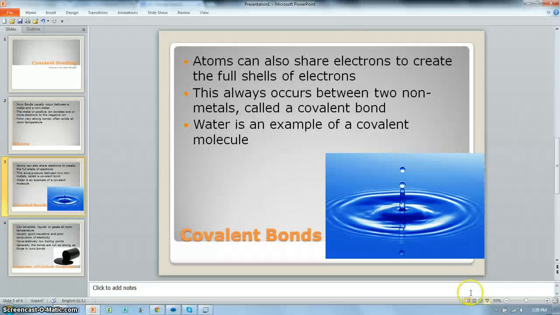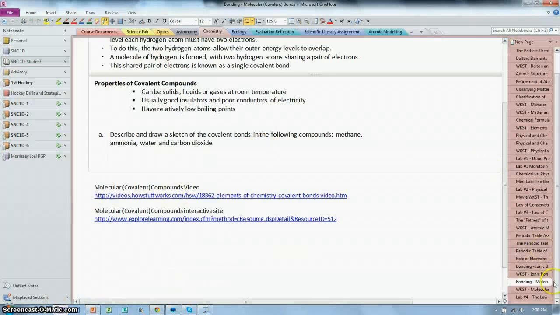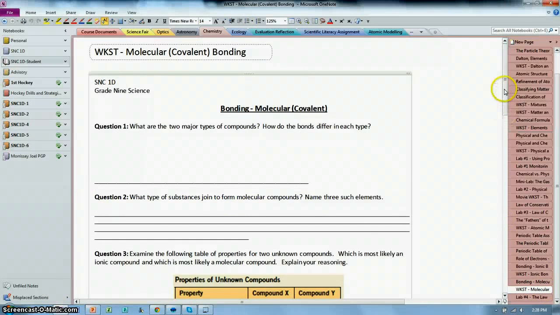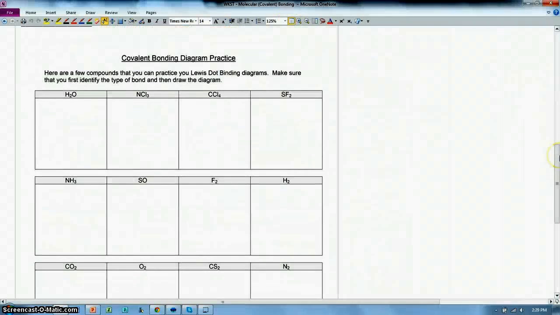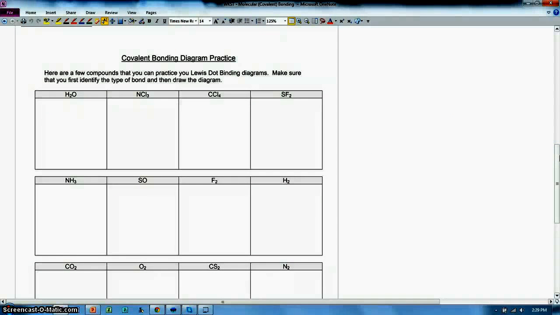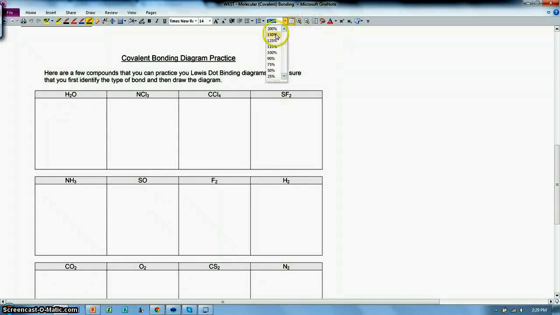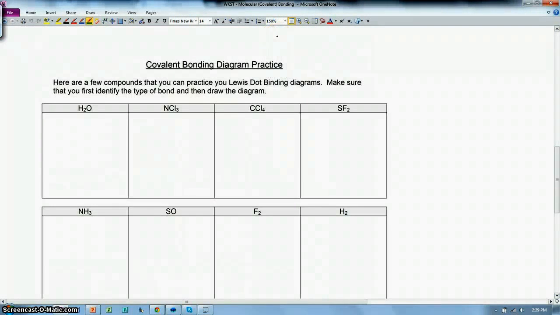So let me show you some drawings and how we would demonstrate this. I'm going to go to this worksheet that you are going to be working on shortly when you're in class, and do a couple examples. One thing to always remember: water is obviously a covalent compound. When you're drawing these, keep in mind that if there's a single atom anywhere in the drawing, that one is going to go in the middle.